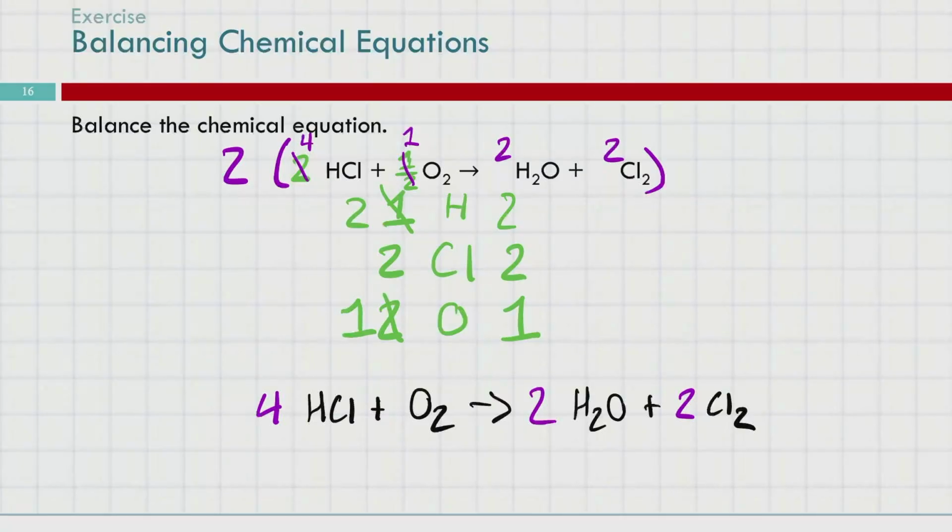You can not use the 1/2 and instead put a 2 in front of the H2O and then rebalance everything. You can do that. It takes a little more time. It's a little less efficient. That's why I don't do it that way.